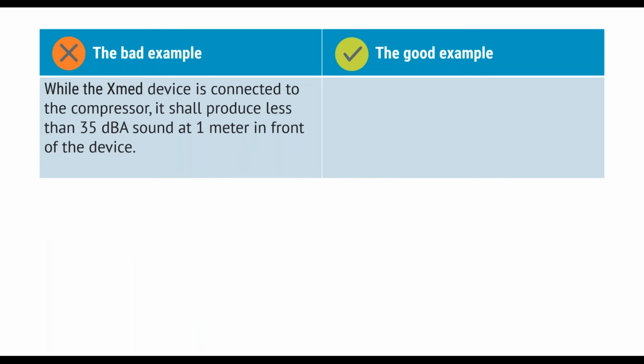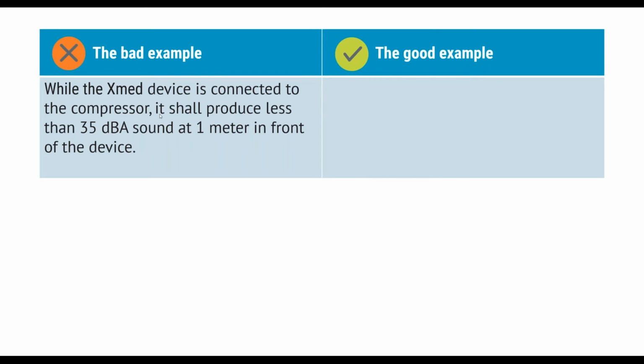So here is another poor requirement: while the XMed device is connected to the compressor, it shall produce less than 35 decibels sound measured at 1 meter in front of the device. What's the problem here? Well, it has a nice precondition, as you can see, and I'm using ears here. Why the XMed device is connected to the compressor? Well, there are two problems. It includes a noun, or a pronoun, it. We shouldn't have that.